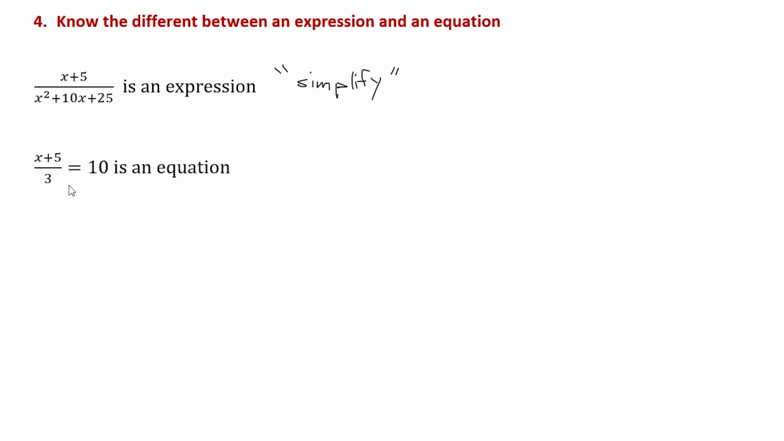Now, x plus 5 divided by 3 equals 10 is an equation, and you're able to solve an equation, assuming it's a true equation. So I can get a single answer for x or a set of answers for x, but I can solve it. Make sure you know whether you have to simplify in the case of an expression or solve in the case of an equation.